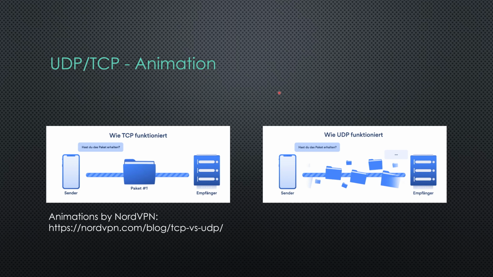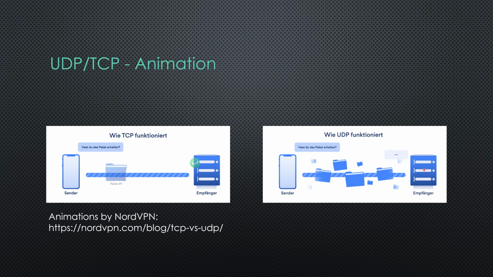To visualize this a bit better, here is a nice animation that I found on the NordVPN blog. It is a German article, but if you understand German, you can go to the article and see a full description of these animations. Just to recap, here we have a sender, and the sender sends a packet over the connection, and as soon as the receiver gets it, it says, check, I got it, and then the sender sends the next packet. With UDP, on the other hand, we just spill out packets over the connection, and we don't care if they arrive or if some packets get dropped. We just spill out packets.